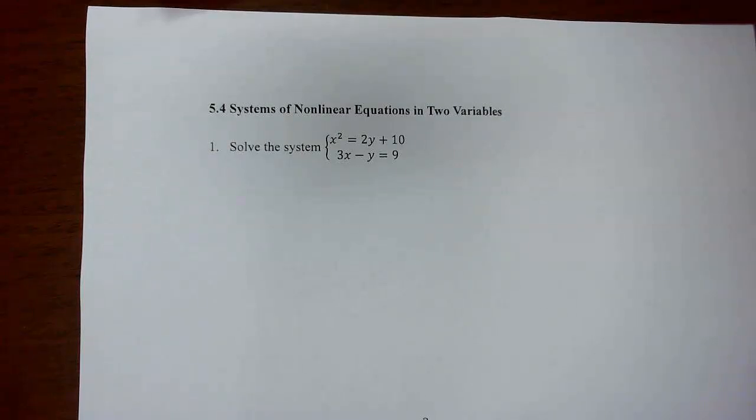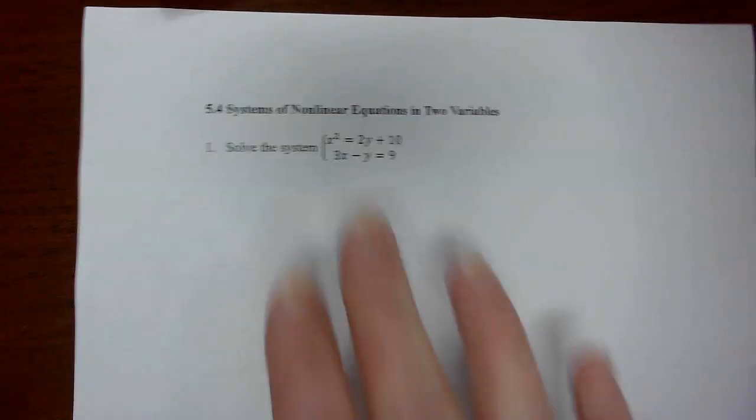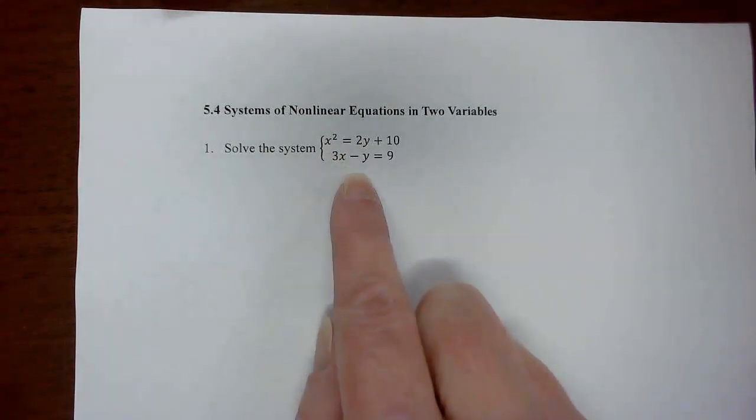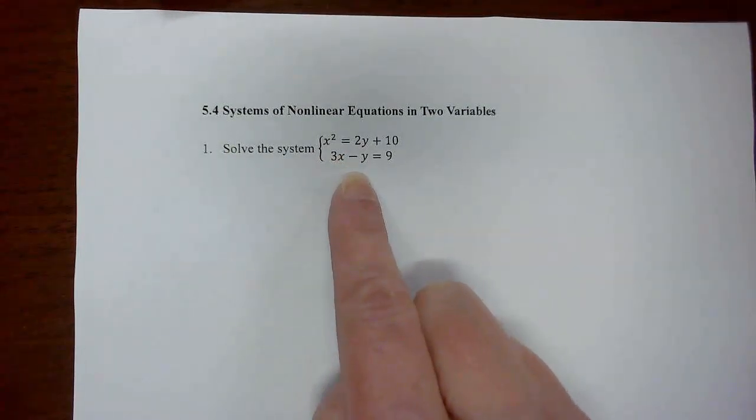Previously, you've always dealt with systems that have linear equations, so all of them have an exponent of 1. But what if we have nonlinear? Take a look at this first one. We have x squared equals 2y plus 10, and 3x minus y equals 9. So we have a quadratic and a line.